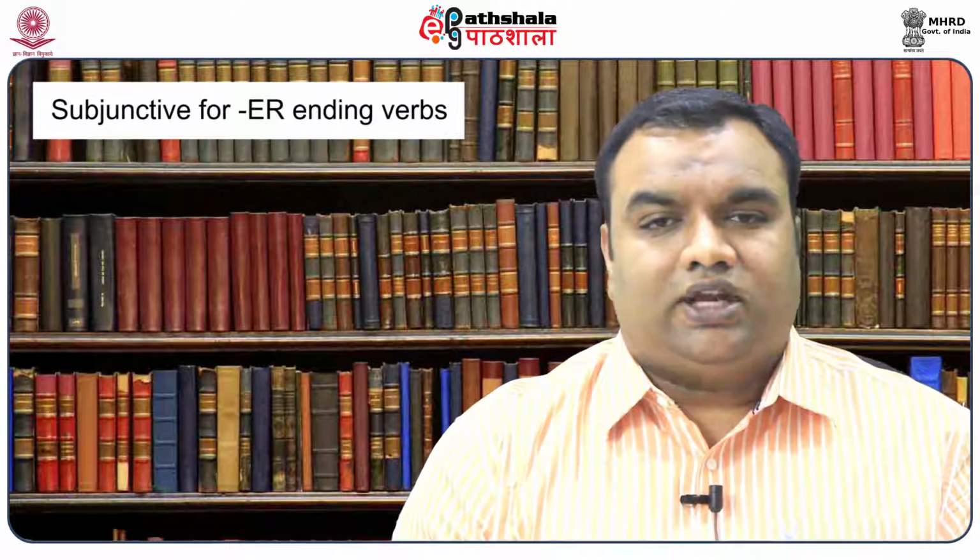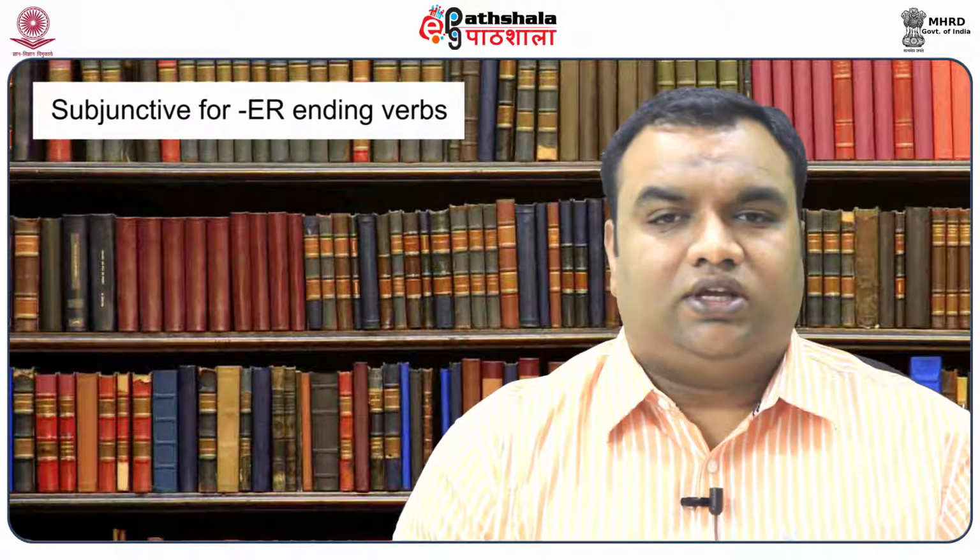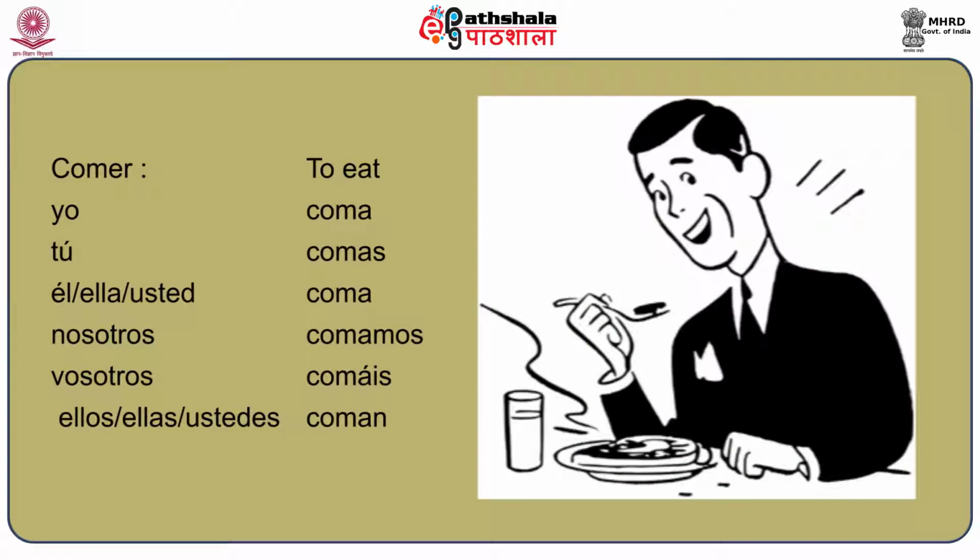Let's come to the next set of verbs, that is the ER ending verbs. We have to follow the similar pattern in this case also. We start with the first form, that is yo form of the verb in the indicative. Let's take the verb comer, which means to eat, as an example to see the conjugations in the subjunctive. The first form of comer in the present indicative is como.